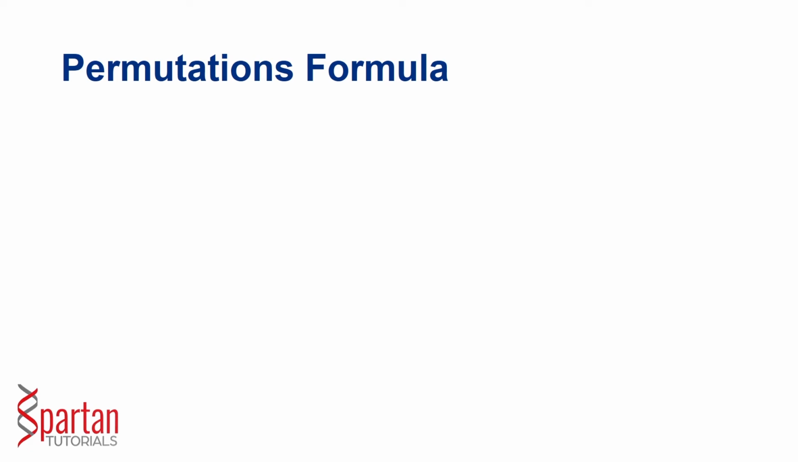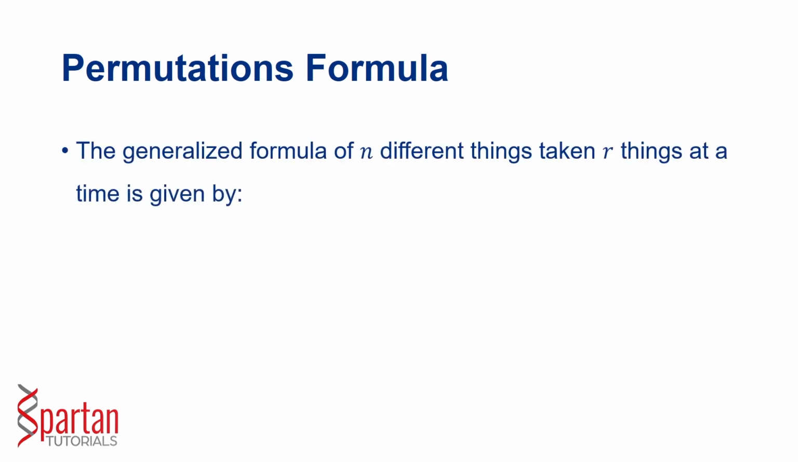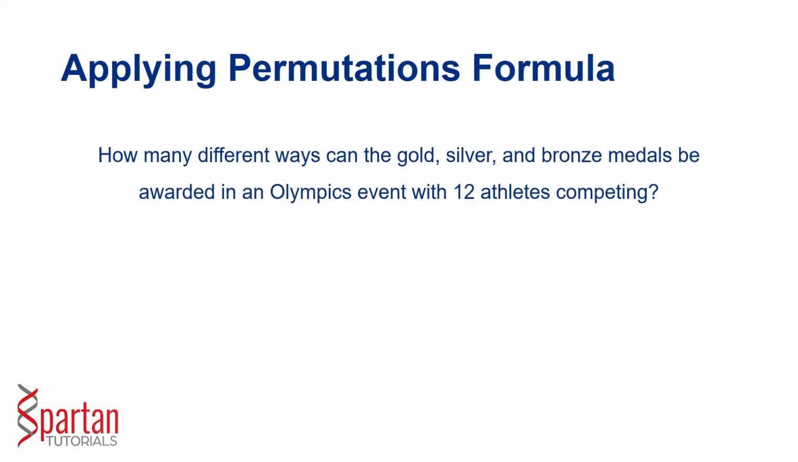The third way by which we can calculate permutations is by using a permutations formula. In this case, the generalized formula of n different things taken r things at a time is given by permutations of n objects with r objects taken at a time, or nPr, or P(n, r), equals n factorial divided by (n minus r) factorial. This is the formula for calculating permutations. Let's see how we can apply it.